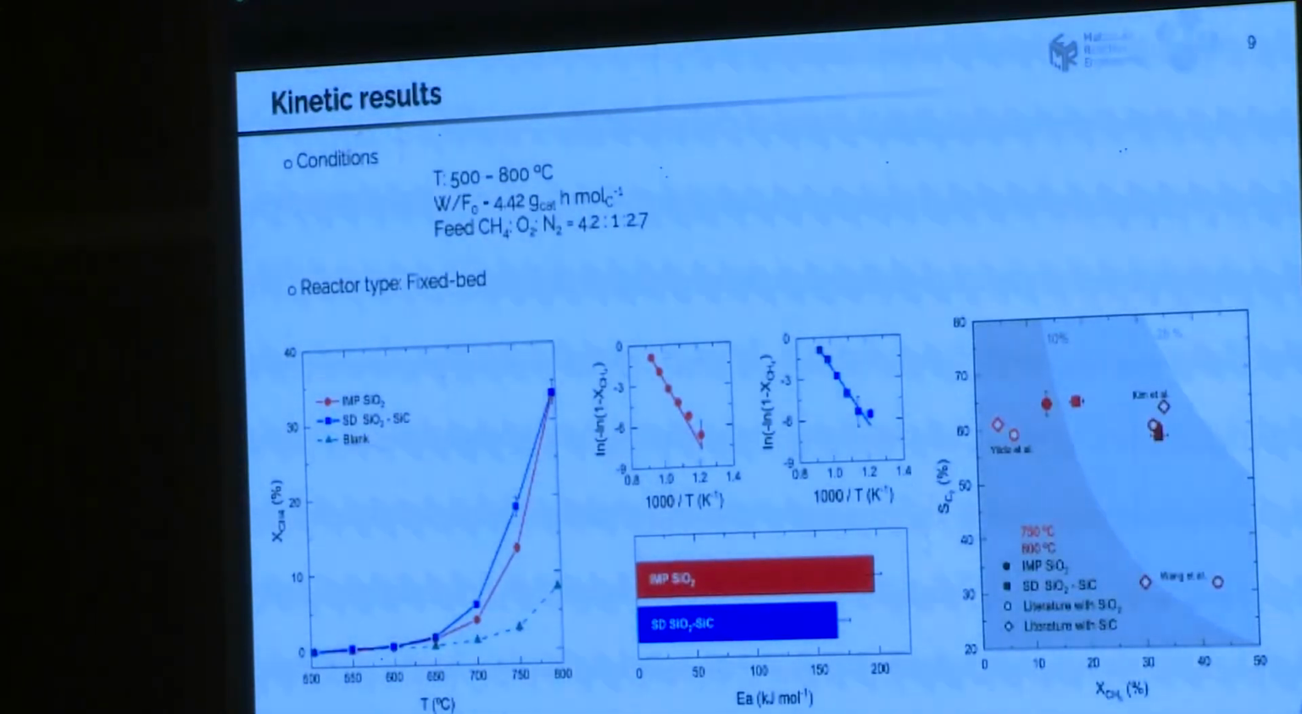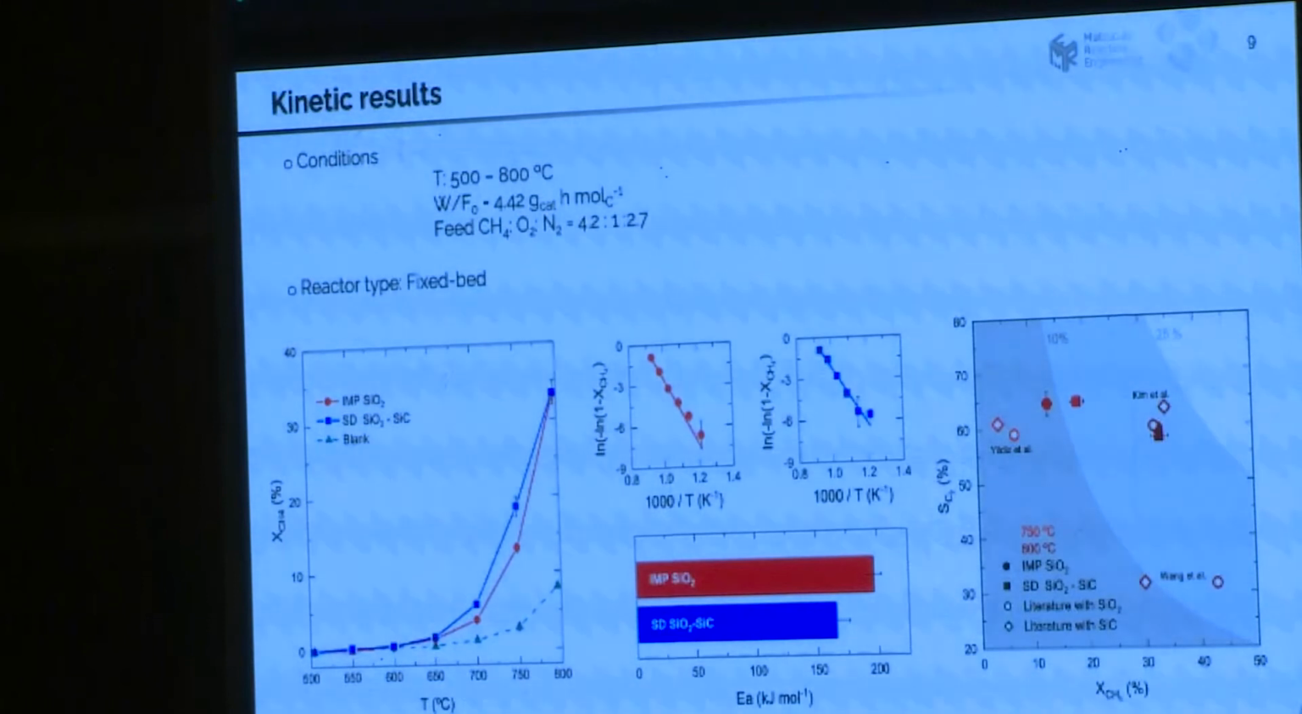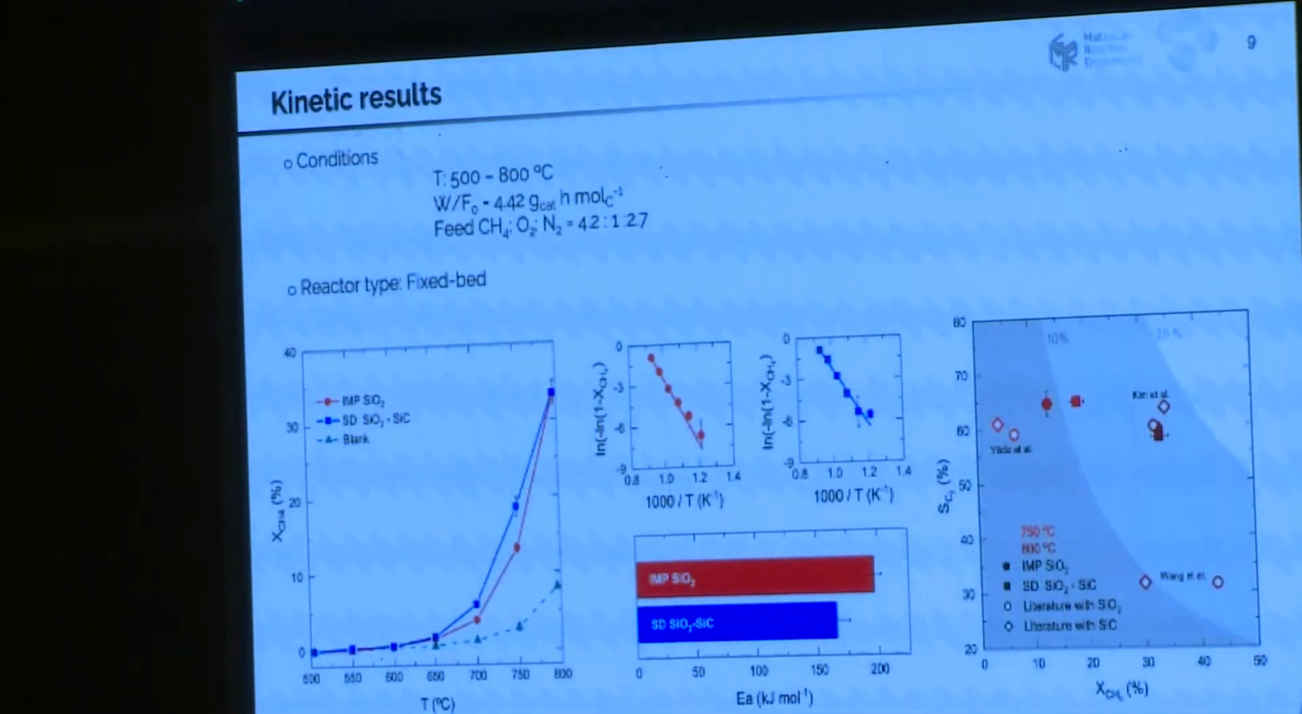As for the kinetic results, first of all, we changed the temperature in our fixed-bed reactor. We tested both catalysts and even a blank at different reaction temperatures, and we could see that.